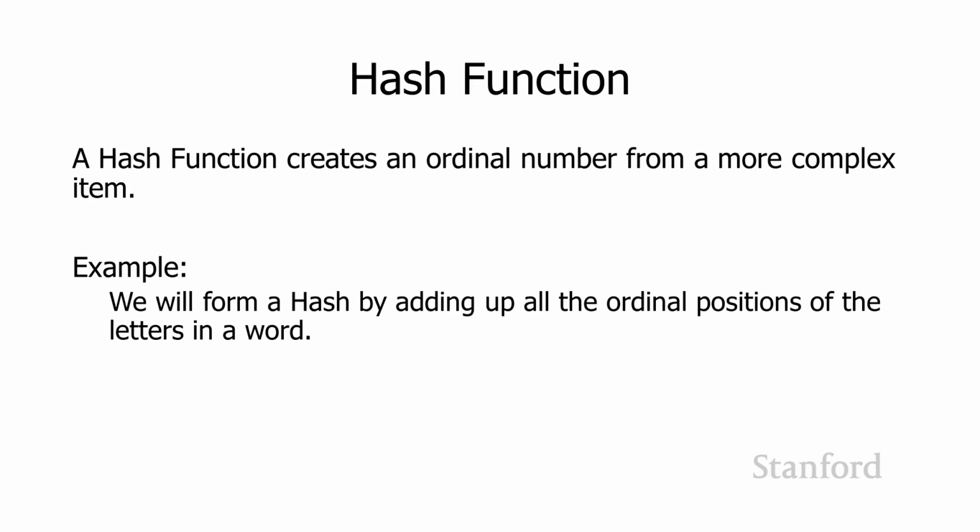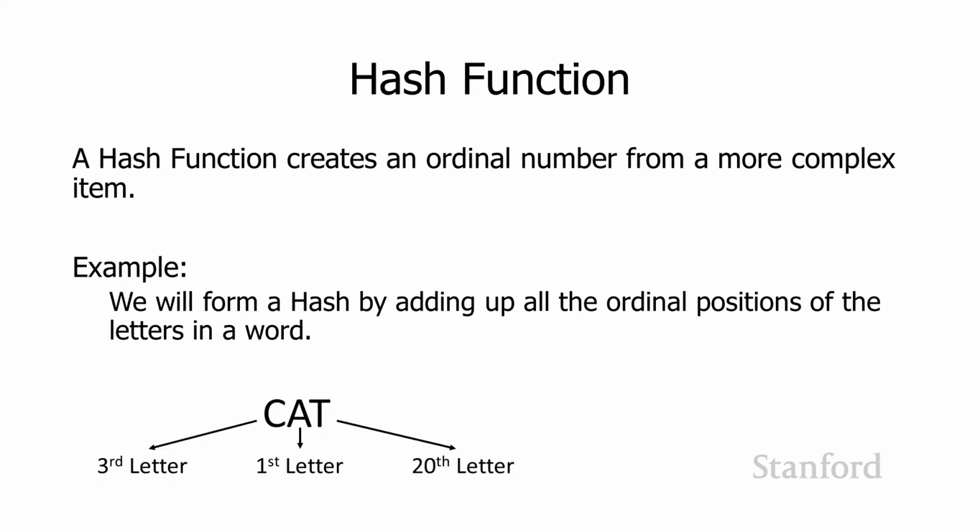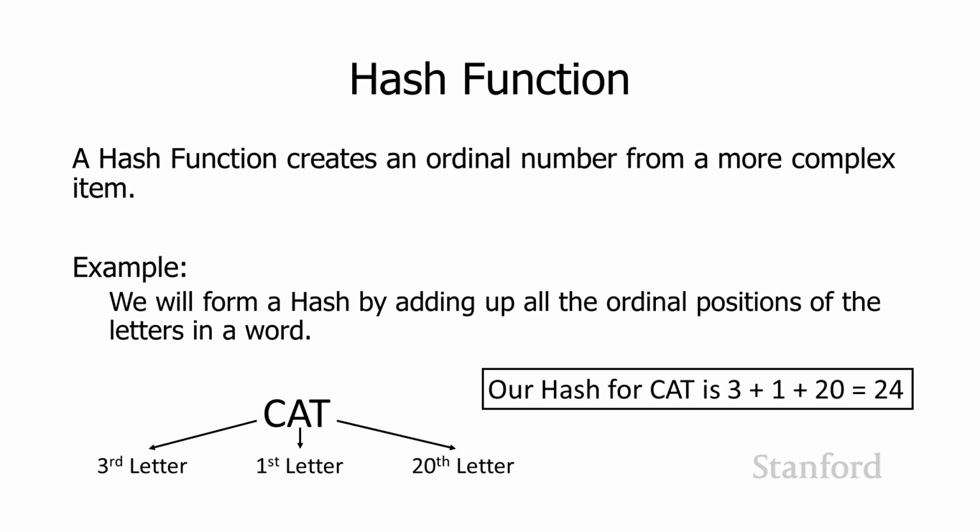Okay, so we're going to use a simple hash that's easy for everybody to understand. What we're going to do is form our hash by adding all the ordinal positions of the letters in the word that we are going to place into our data set. Suppose we have the word cat. C is the third letter, A is the first letter, and T is the 20th letter. So I'm going to form my hash by adding those together: 3 plus 1 plus 20. Our hash function gives us a 24.